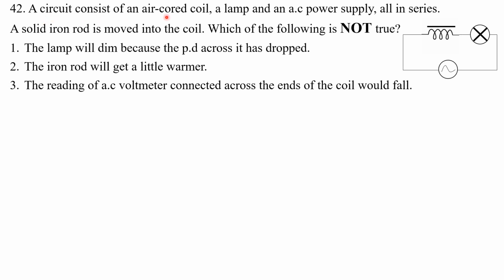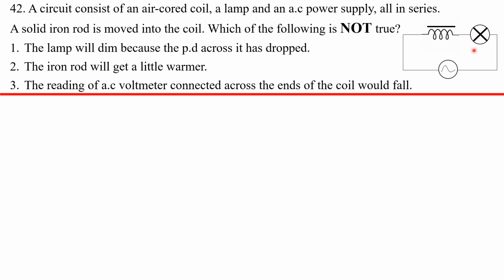A circuit consists of an air core, a lamp, and an AC power supply all in series. A solid iron rod is moved into the core. Which of the following is not true? Okay, the lamp will dim because the PD across it has dropped. Correct. The iron rod will get a little warmer. Correct. The reading of an AC voltmeter connected across the ends of the core would fall. Not true. It would rather increase.